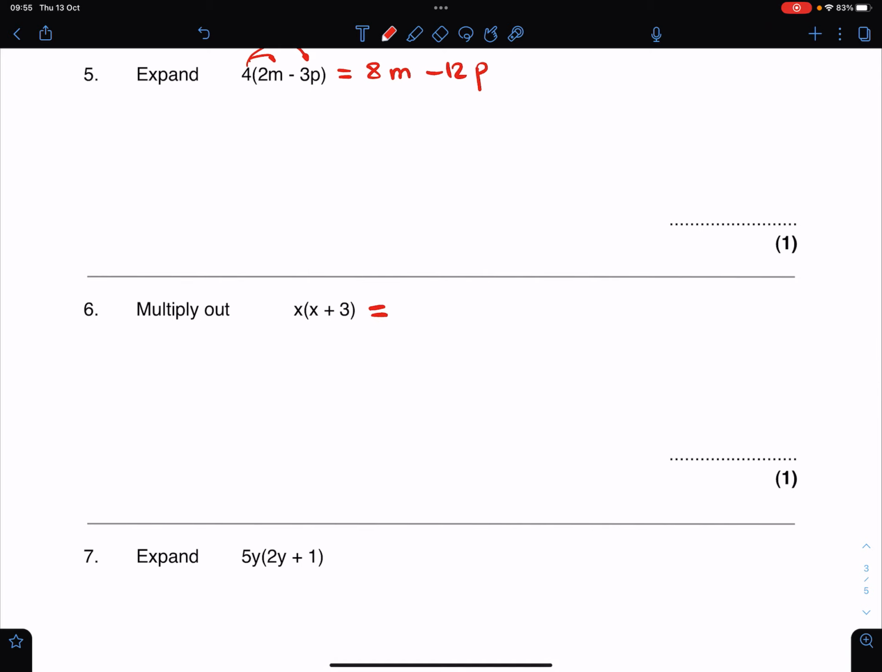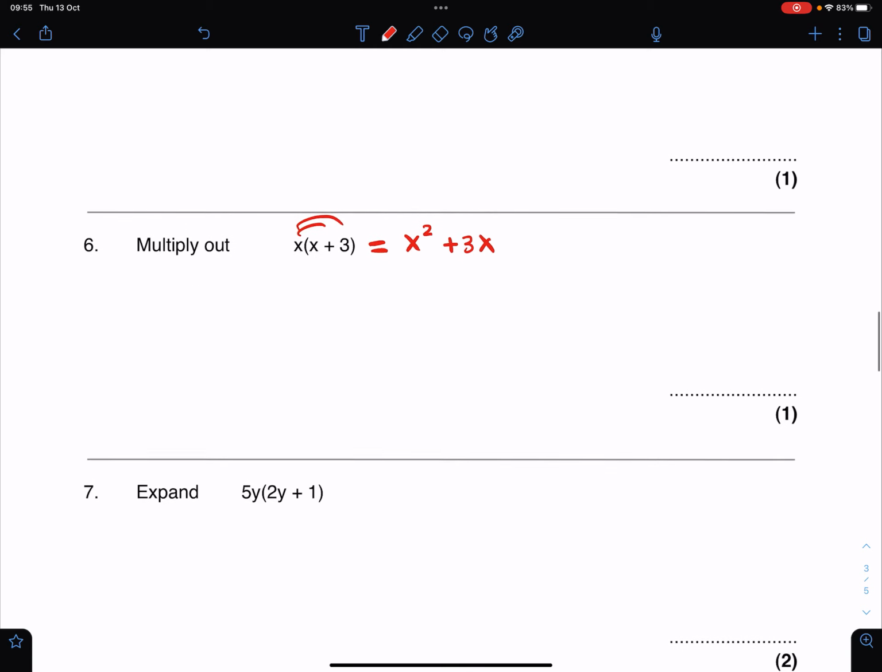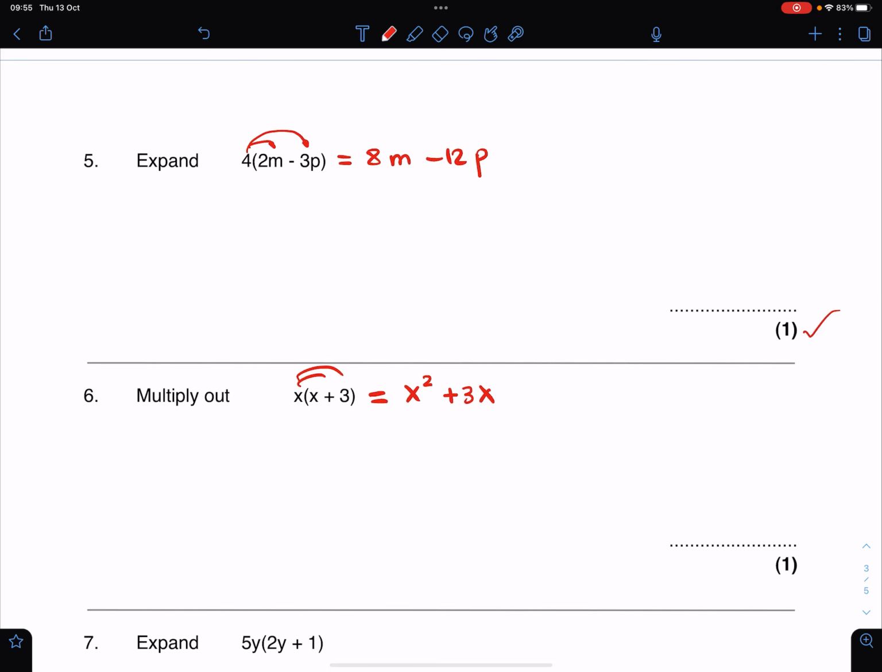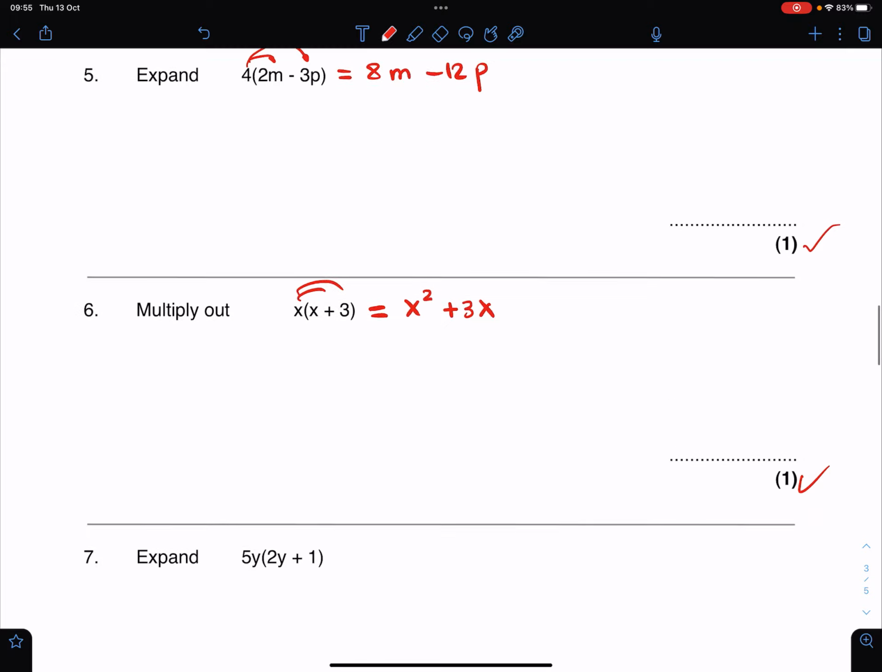So x multiplied by x multiplied by 3, yes? Plus 3x's. Good job, that's it, alright? Now let's do question 7. I hope you wrote 5 and 6 because it's just one step, okay? As you can see, all the questions here are just 1 mark because it's just one step you're doing there, right? 1 mark, 1 mark, 1 mark.